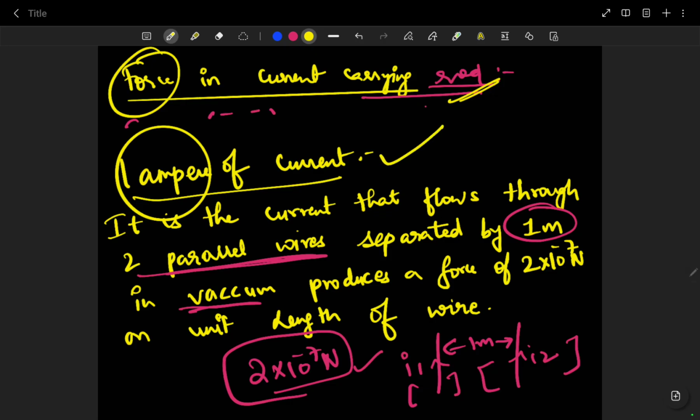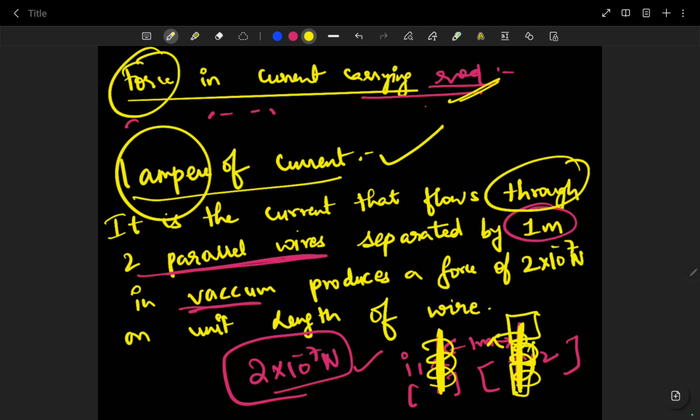1 amp of current is actually the current which is flowing between these two parallel wires. So this is parallel wire 1 and 2, right? Sorry, it's not flowing between, it's flowing through these wires. Basically I'm just showing you the current, and these are separated by a distance of 1 meter, and it's producing a force of 2 into 10 to the power of minus 7 newtons on unit length of wire. So that means on 1 unit length of wire, the force being exhibited is equal to 2 multiplied by 10 power minus 7 newtons.